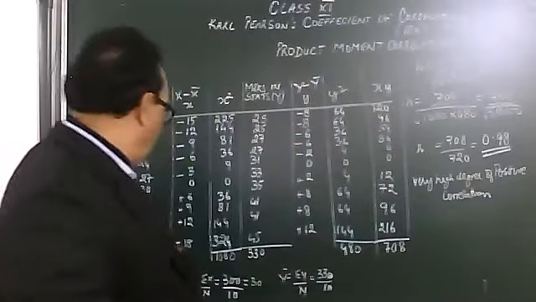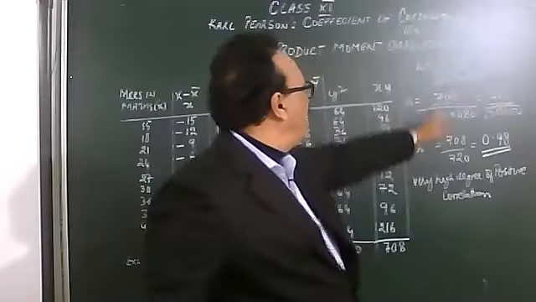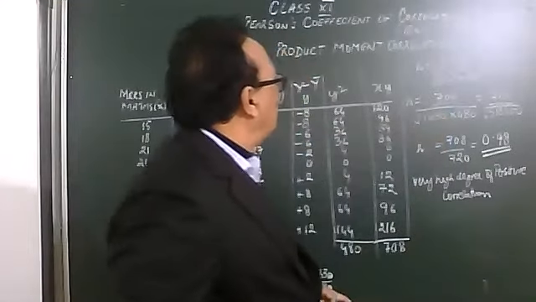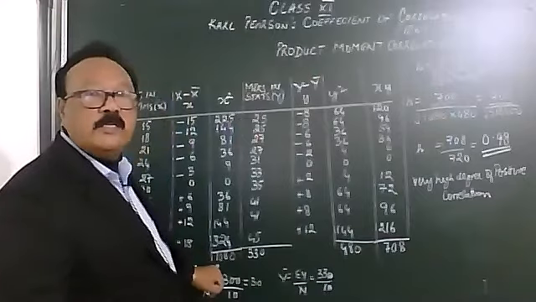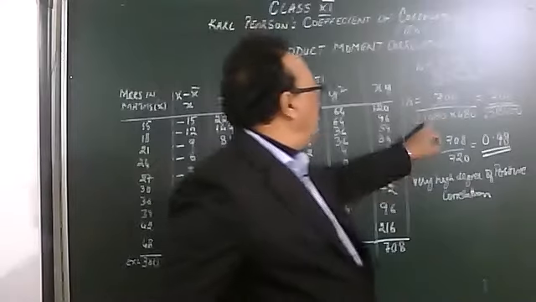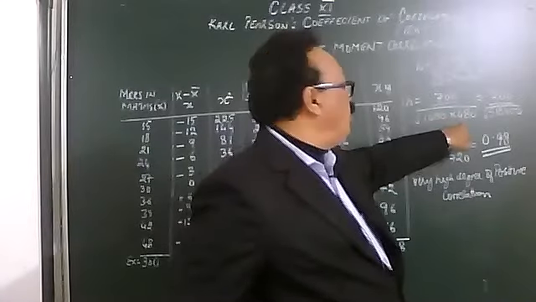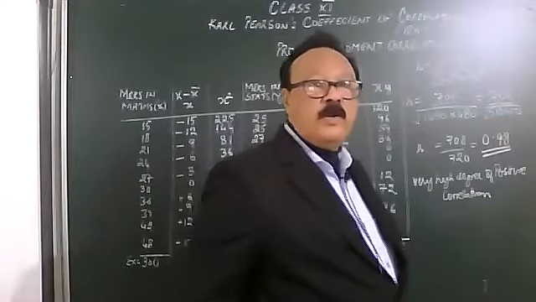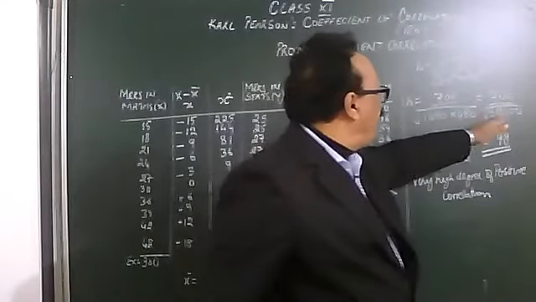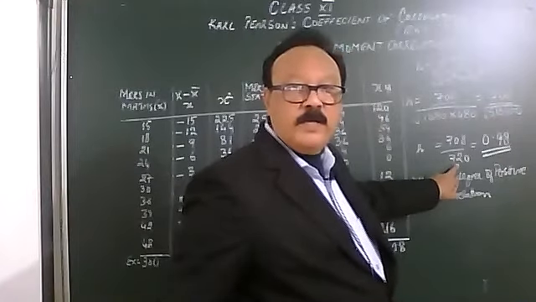Now all our values are ready after adding up everything. All we need to do is put these values in the formula. Sigma xy is how much? 708 upon under root sigma x squared, which is 1080. Sigma y squared is how much? 480. So 1080 into 480. Multiply them, you will get 518400 under root. Find the square root of 518400. You will get the square root as 720.